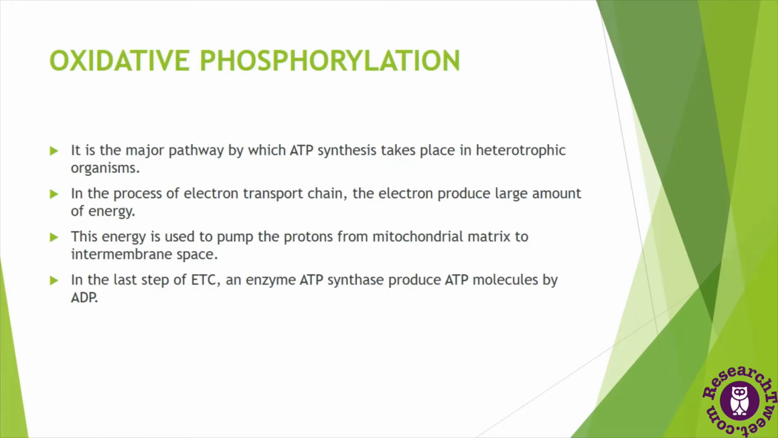In the last steps of the electron transport chain, an enzyme is found which is called ATP synthase, and ATP synthase has the ability to phosphorylate the ADP molecule, also called adenosine diphosphate, and convert it into ATP molecules. Thus oxidative phosphorylation completes the process of synthesis of ATP molecules in heterotrophic organisms.